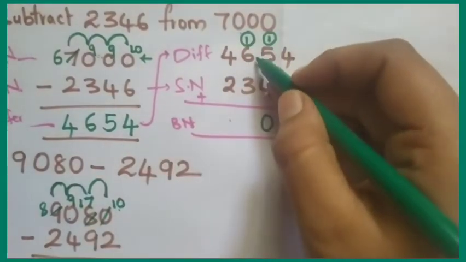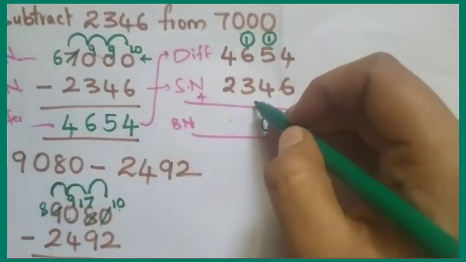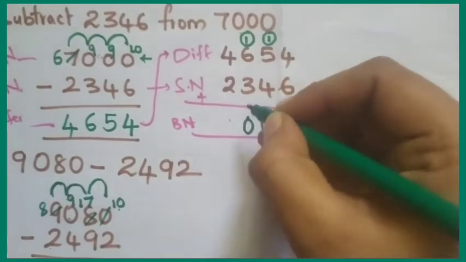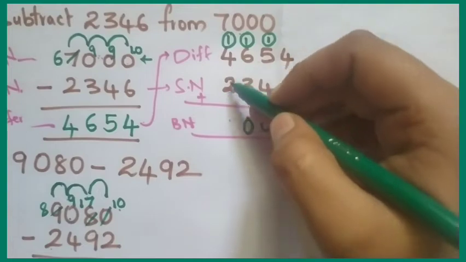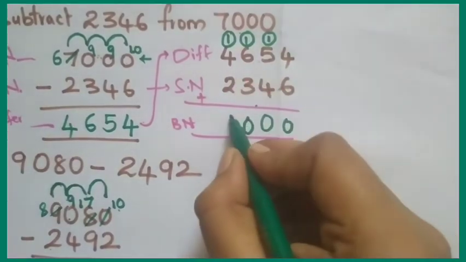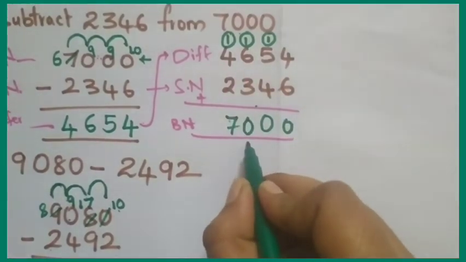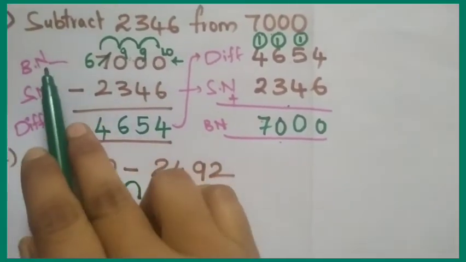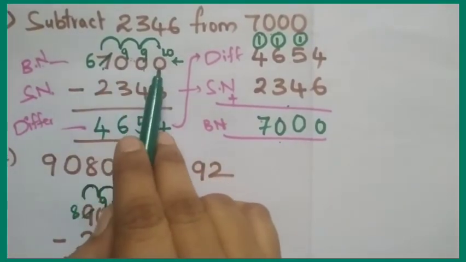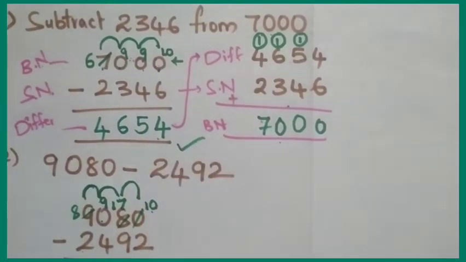Now 1 plus 6, 7. 7 plus 3, 10. 0 here, 1 taken as carry. Now 1 plus 4, 5. 5 plus 2, 7. What answer did we get? Yes, 7000. Here, what is the bigger number? 7000. So this answer is correct.